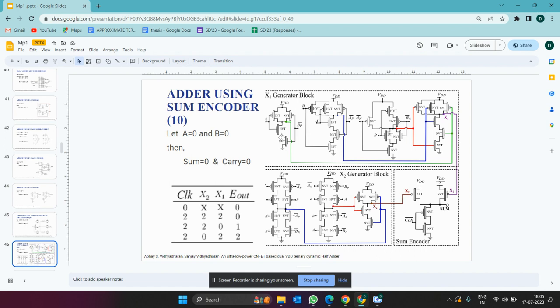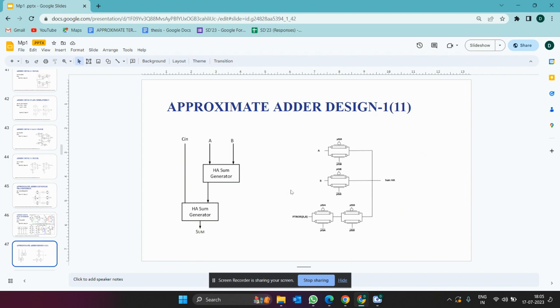This is the main design. Our project is based on this design actually. Here we have the x1 generator block and x2 generator block. This is the sum encoder block. This is from Abhay S. Vidyardhan and Sanjay S. Vidyardhan. This is the 11th design we have considered, that is a half adder sum and generator, and also the transistors.